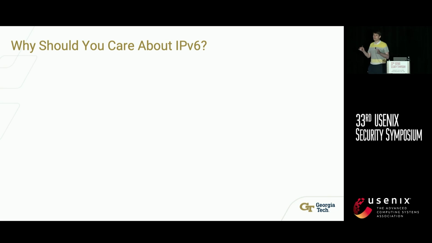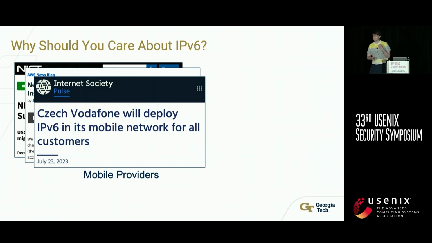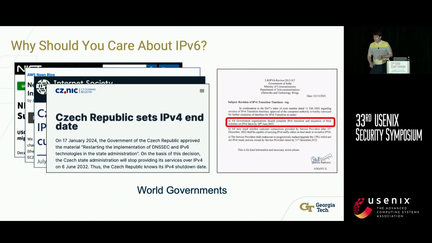So why should you, as a security audience, care about IPv6 and IPv6 security? Well, v6 has been around for a while, but it's only recently having a major increase in adoption. There are many different organizations using it, from the US government to hosting providers like AWS, to mobile providers like Vodafone, and to world governments. So it's very important that we have a good understanding of what security looks like in v6, and especially how it's different from prior v4.